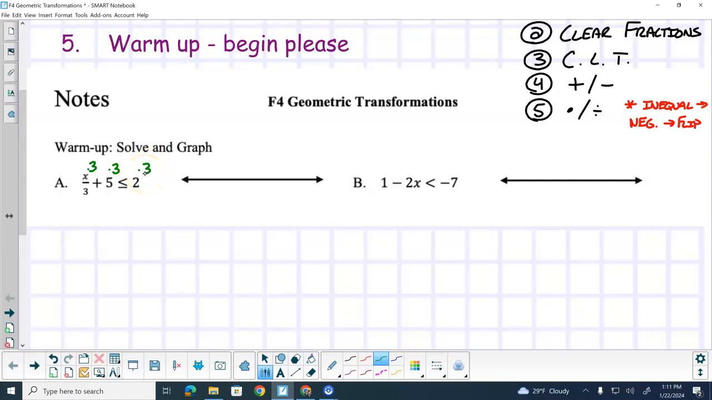3 times x is 3x. 3x divided by 3 is just x. So this is x. 3 times 5 is 15, less than or equal to 3 times 2.